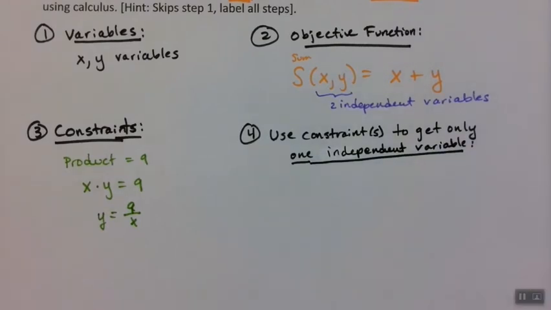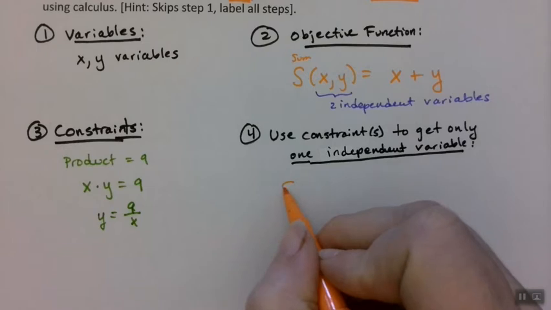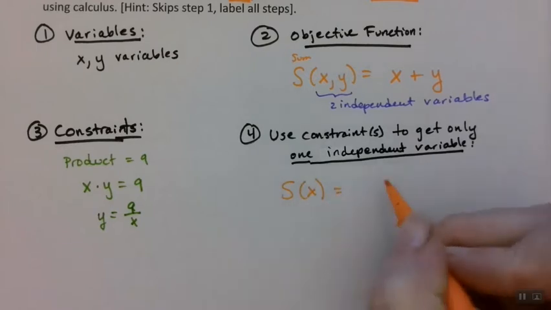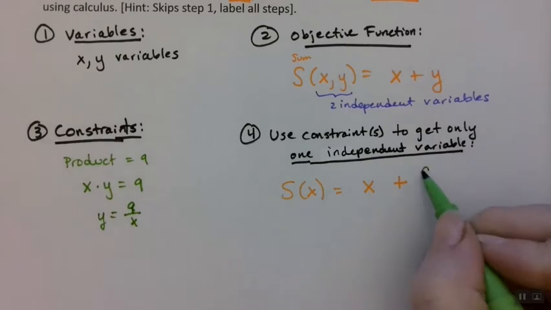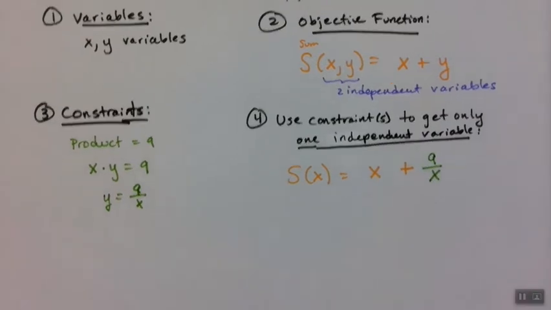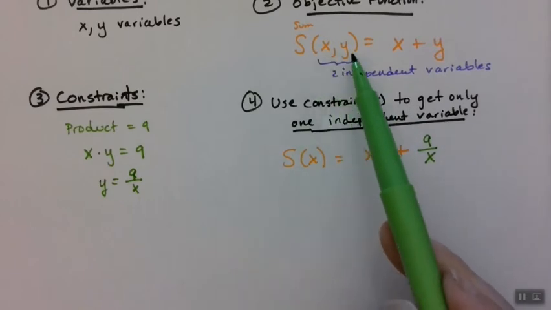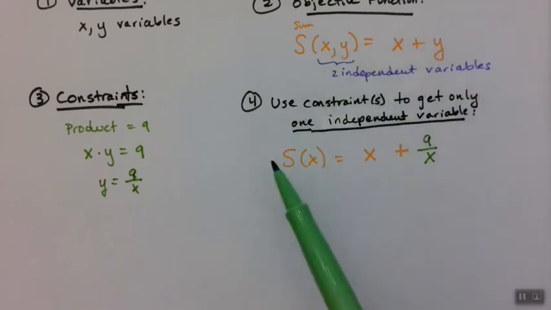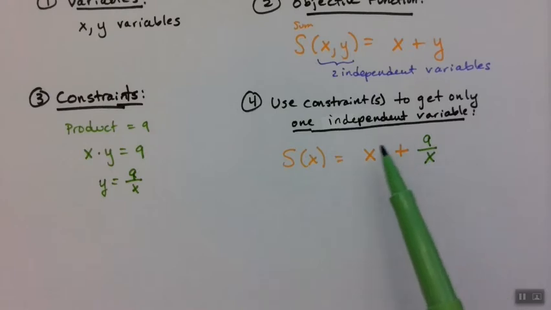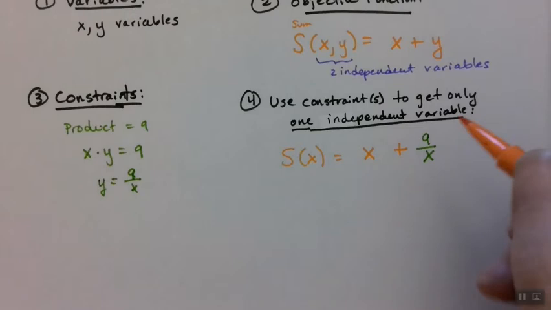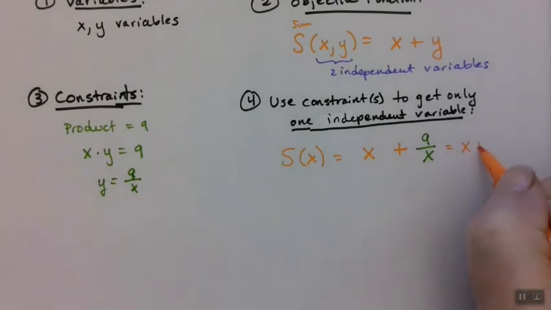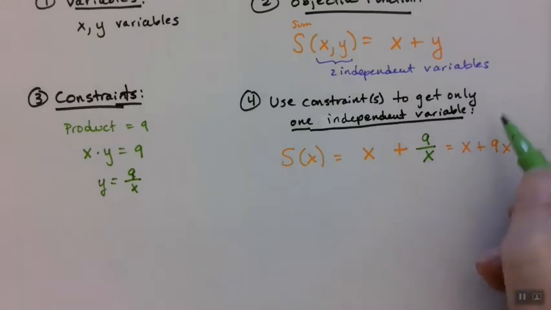So I'm going to take my s of x, y, and I'm going to turn it into a function that's just x. Because I have the x plus, and instead of y, I'm going to write 9 over x. I now have a function that was s of x, y, 2 independent variables, and now is just s of x, 1 independent variable. And just for our own benefit, we know we're going to have to take the derivative of this eventually. So I'm going to rewrite this as 9x to the negative 1. That's the part that was the substitution.